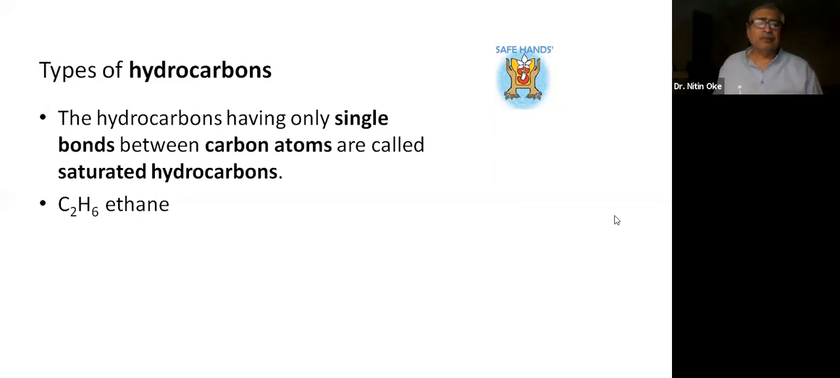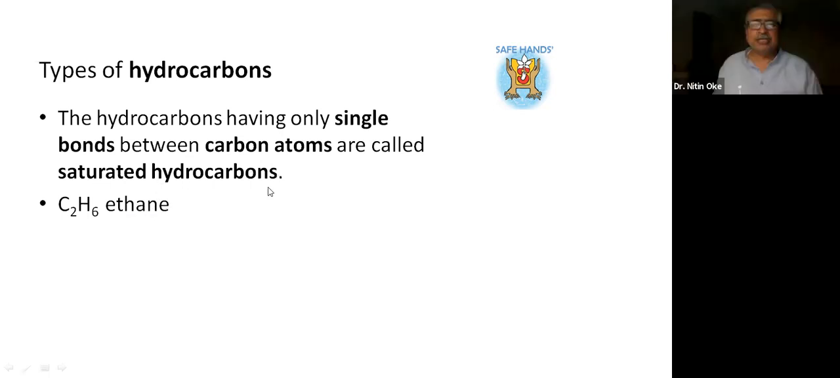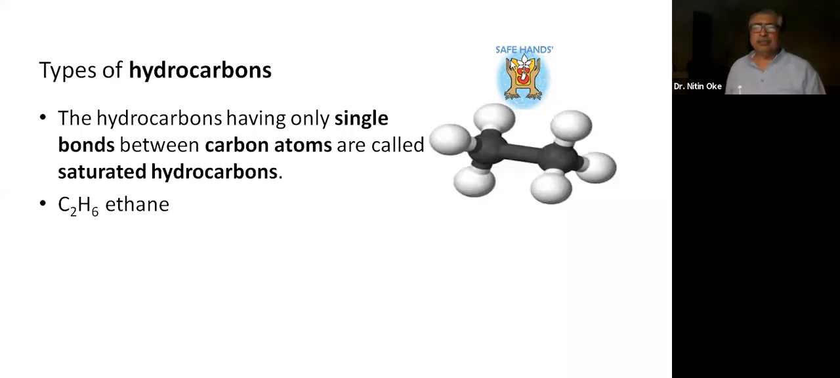For example, C2H6, which is called ethane. ANE is the particular important part. ANE stands for saturated hydrocarbons. So obviously this C2H6 will be represented like this. And if I want to show it by a figure, then the figure is generally shown in this way.